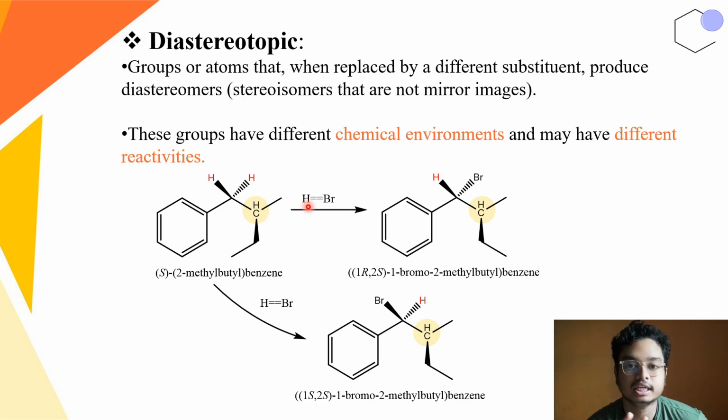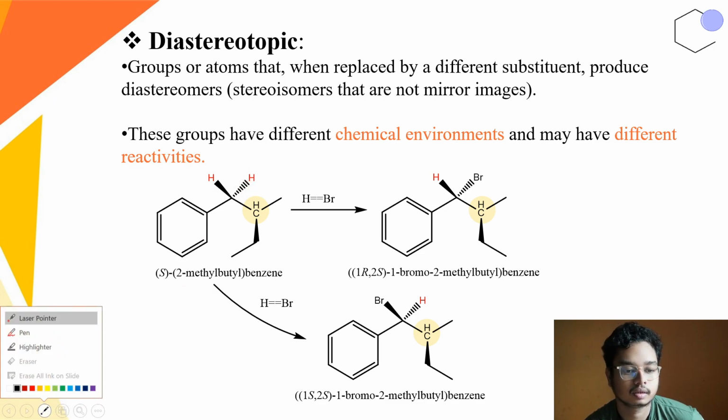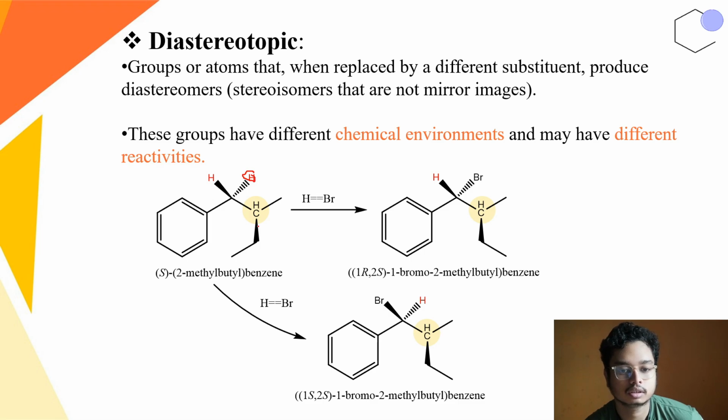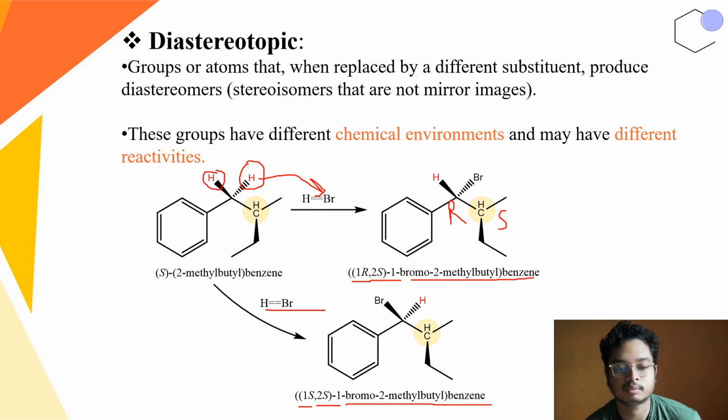If we apply our addition-elimination criteria, we find that this will become another chiral center. So, S-2-methylbutyne benzene. Now, changing this particular H to Br, we generate this compound, where this is the R and this is the S. So 1R,2S-1-bromo-2-methyl benzene. And if we change the other hydrogen, the wedge-bond hydrogen, with Br, then we get 1S,2S-1-bromo-2-methyl benzene.